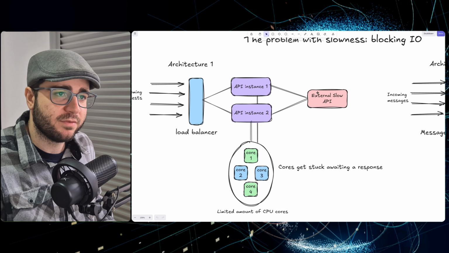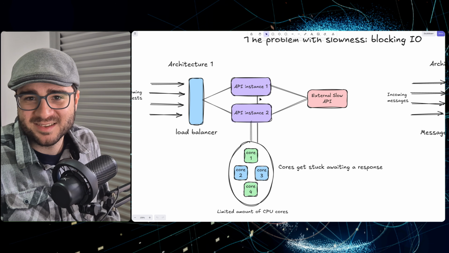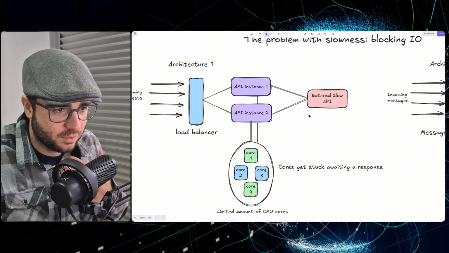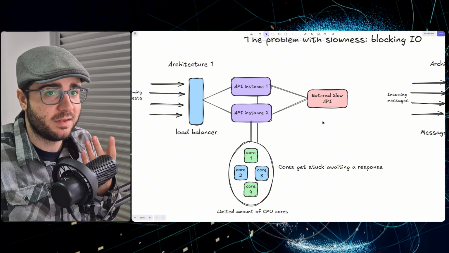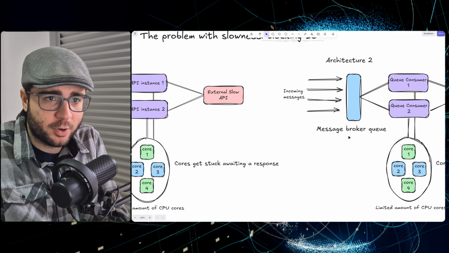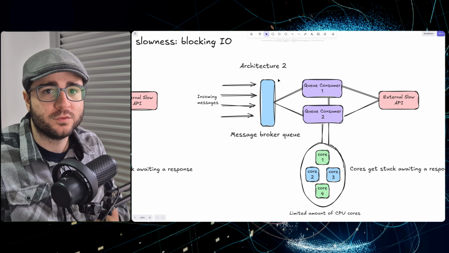And then we have our external API right here, which the API instances are relying on. And that external API is really slow, is failing a lot. So what's the problem behind that? And notice that this same problem will occur when you have, for example, a queue and a consumer, right?